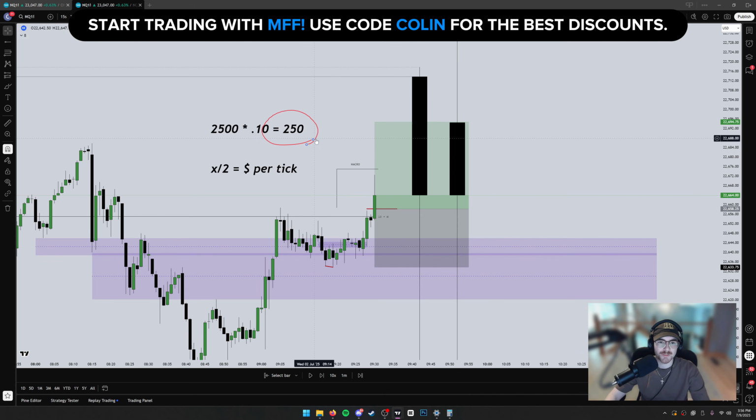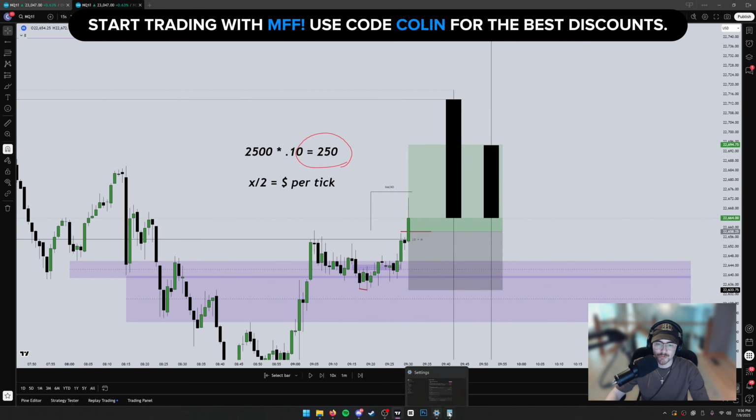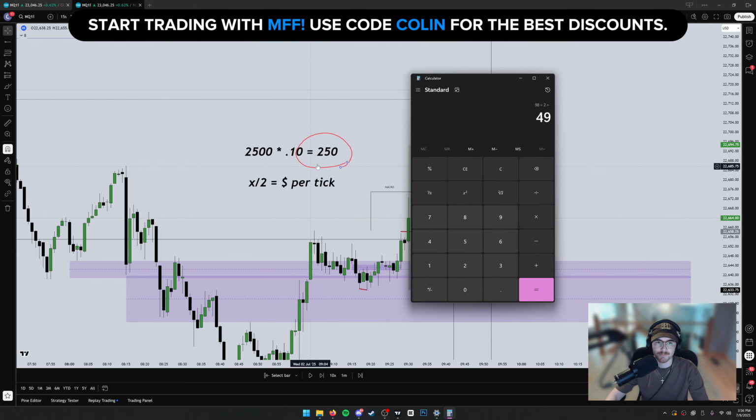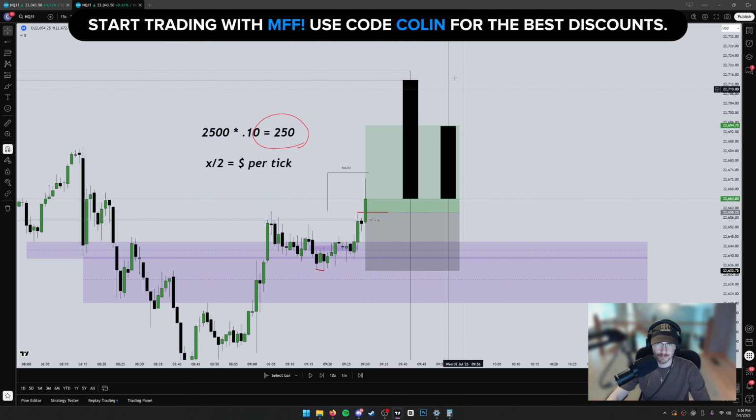So now all you need to do is just add that up to 250. Do 250 divided by 49, because we did 98 divided by 2, that gives us 49. So 250 divided by 49. This gives us 5 micros that we can enter this trade with to risk $250. 5 micros right here, okay? We're in this trade with 5 micros per account.